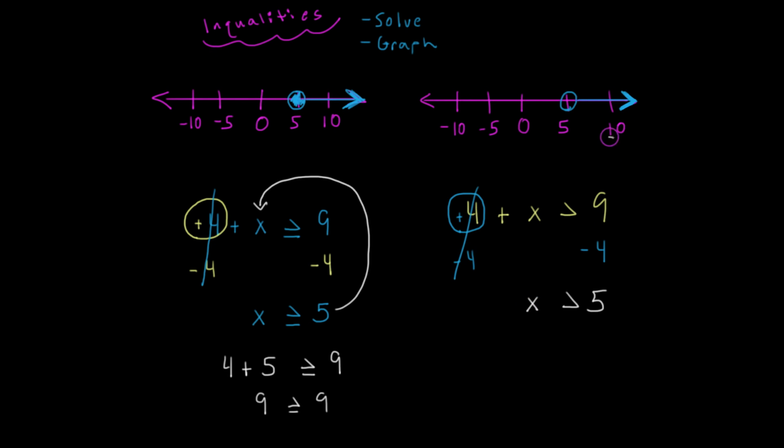Let's just substitute 10 in for x. So now I have 4 plus 10 is greater than 9. Alright, so 4 plus 10, well, that's 14. 14 is greater than 9. Therefore, this is a true statement. That means that I graphed it correctly, and the inequality x is greater than 5 is also a true statement. Let's take a look at another.